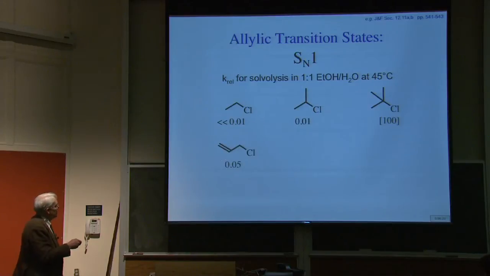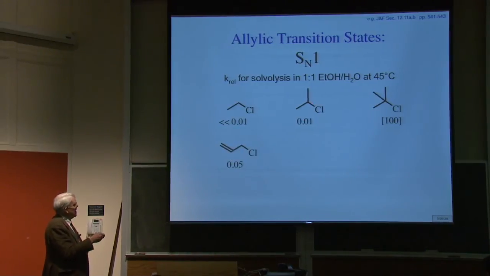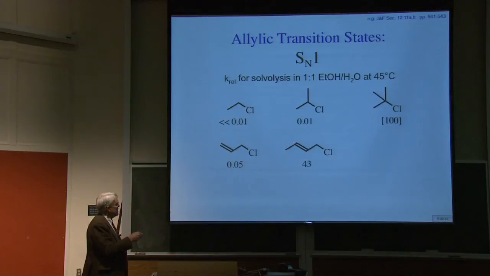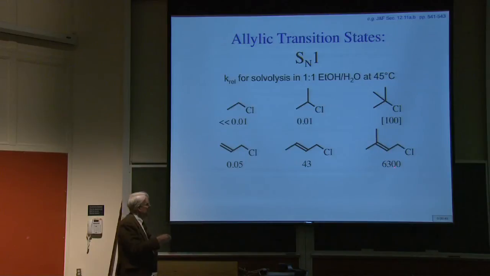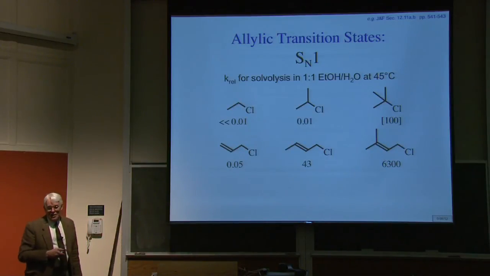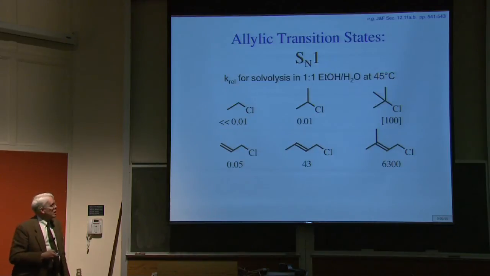Okay? But if it's allylic, then it's five times faster than secondary, even though you might think it would be primary, right? And if it's allylic with a methyl group on it to make the cation more stable that you're forming when you break off chloride, it's half as fast as a tertiary T-butyl chloride. If you put two methyl groups there, it's very much faster, 63 times faster than T-butyl, right?